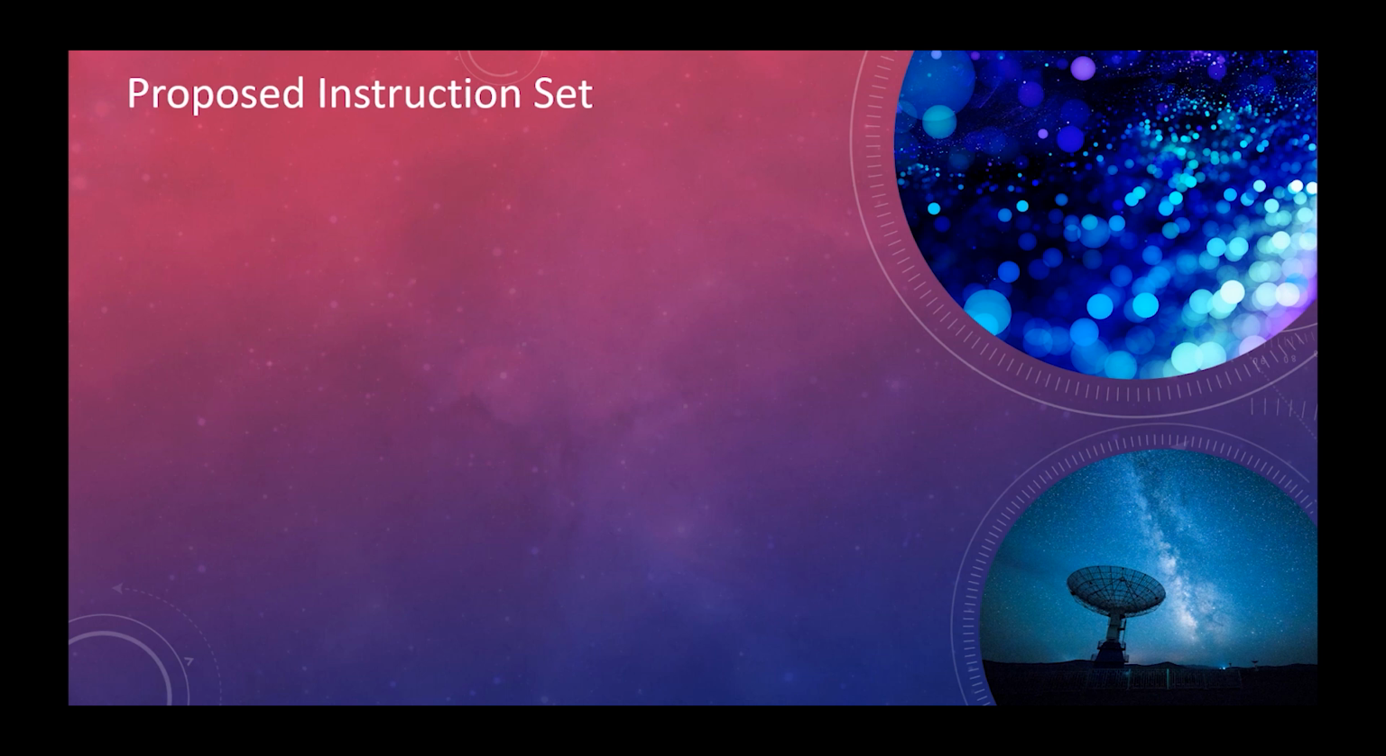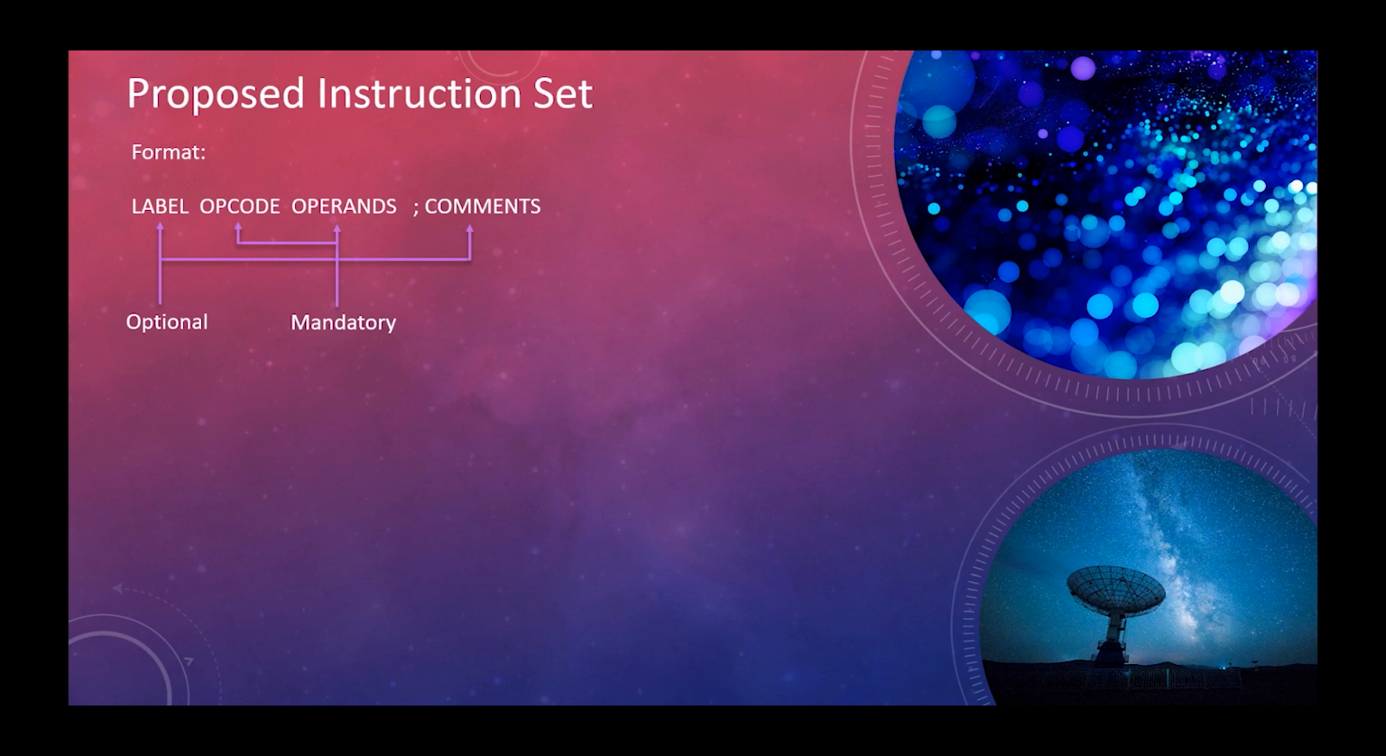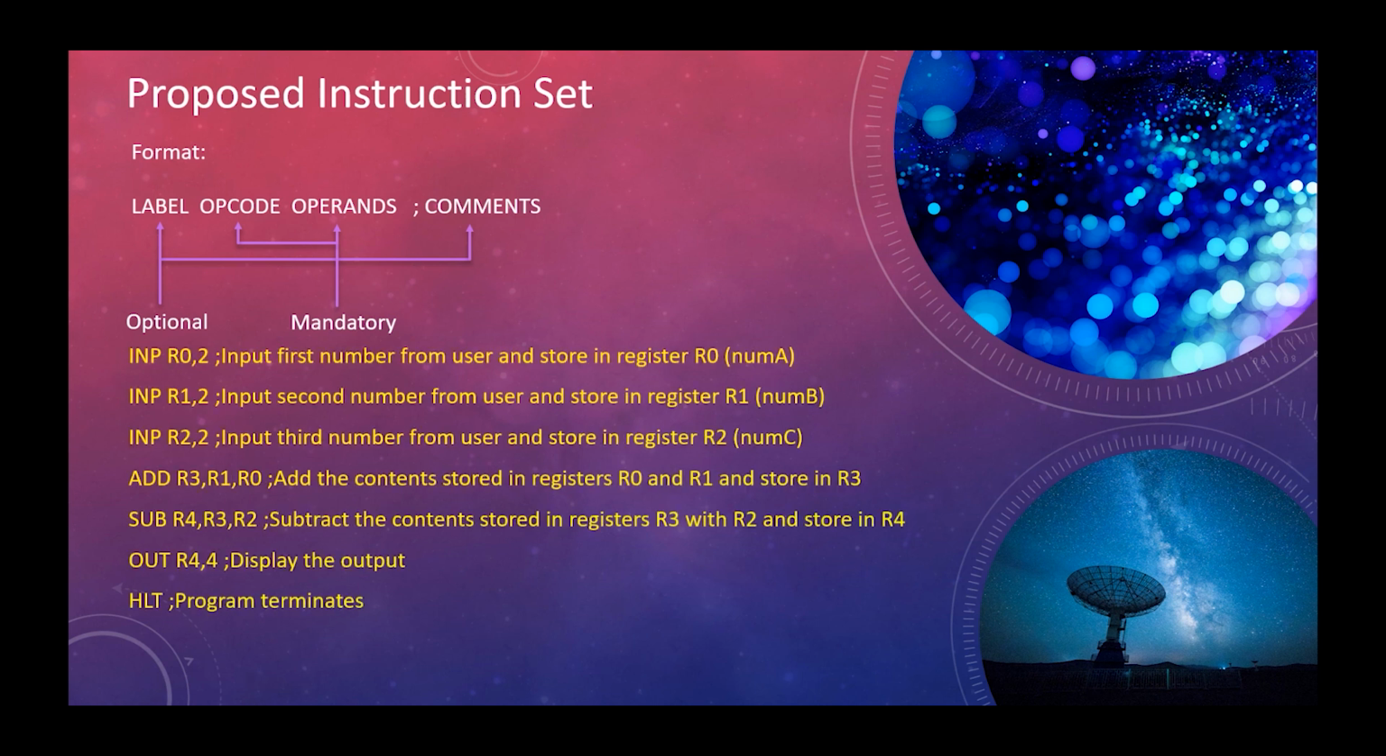This is the proposed instruction set that I proposed. The assembly language has its own syntax, which consists of label, opcode, operands and comments. Label and comments are optional, while the opcode and operands are compulsory. Before moving to the RIC simulator, let us see the instruction set that I built to run in this simulator.